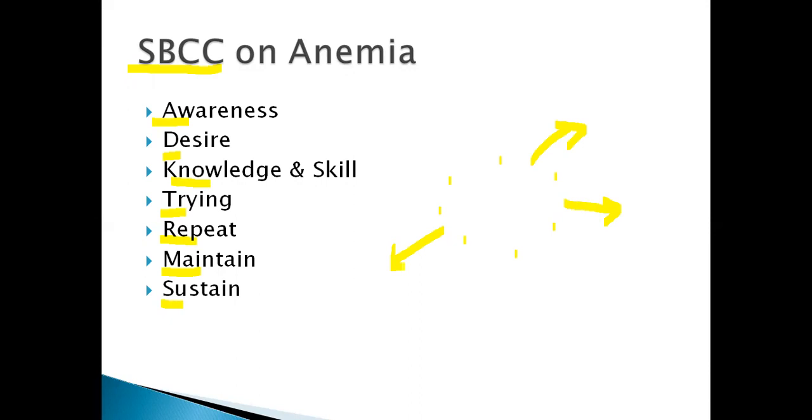By awareness, we mean being aware of, for example, pregnancy. The beneficiary should be made aware that there is something known as iron folic acid prophylaxis, and it should be taken by all pregnant ladies. In prophylaxis, we are giving it to all pregnant ladies for 180 days in the second and third trimester. And then there has to be desire. I'll come back to this desire. And then there has to be knowledge and skill.